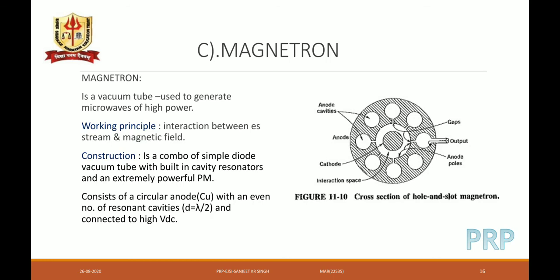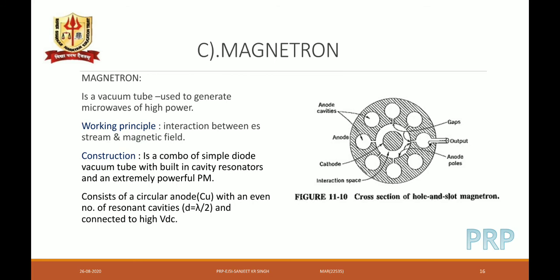Working principle: what is the working principle? The working principle is based on the interaction of the electron beam or stream with the magnetic field created by the axial permanent magnet. The magnet is not shown here for simplicity, but there is a C-shape permanent magnet for a uniform magnetic field. Construction: as we saw, it is a combination of a simple diode vacuum tube with a built-in cavity resonator and an extremely powerful permanent magnet.